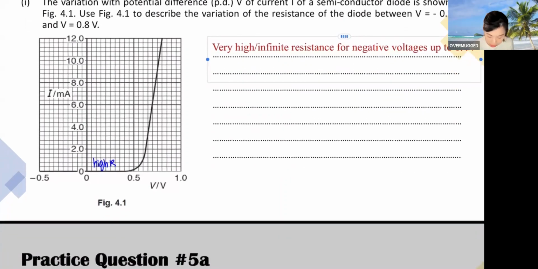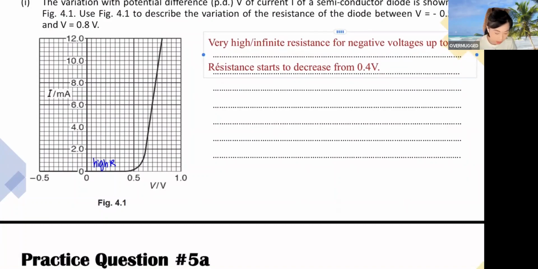Okay, then as you increase beyond 0.4, your resistance starts to decrease from 0.4 volt onwards. Okay, how do I know my resistance decreases? I make use of the current to determine. Okay.